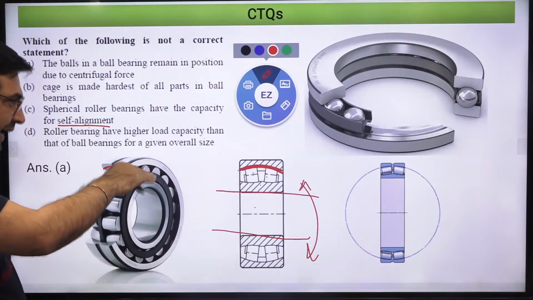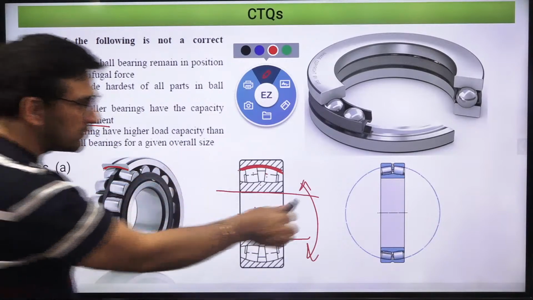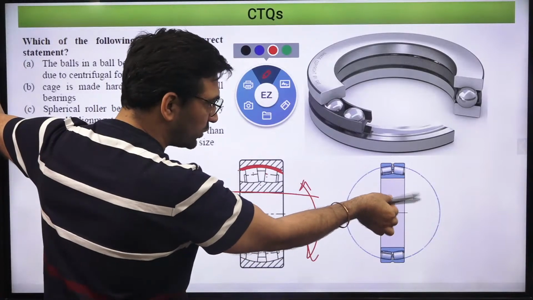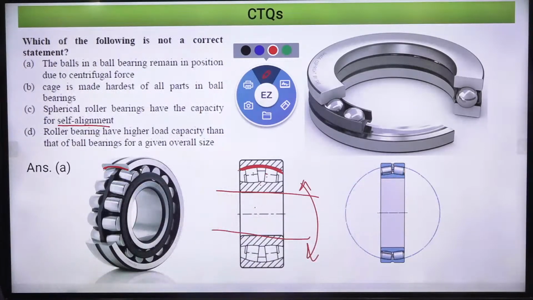That means they can align as the shaft moves. See over here, this way. If the shaft goes this way, they can align easily. That is the meaning of this. Okay, so this statement is also correct.